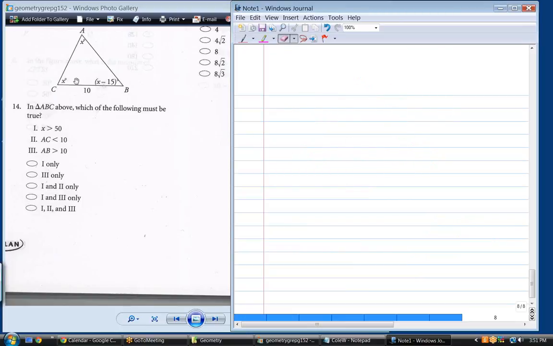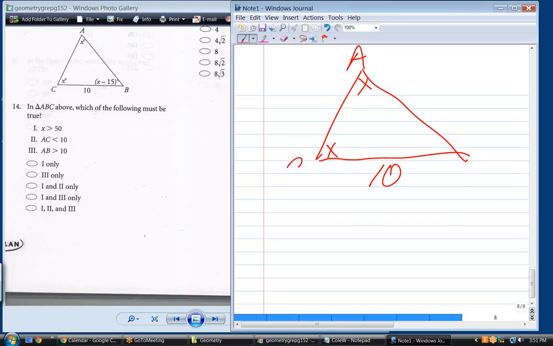All right, so if we look at this drawing here, let me duplicate the drawing. If this is x, and this is x, and this is 10, what other side has to also be 10? The opposite of C. Or AB. AB. Okay. And if this is x minus 15, a smaller angle than x, then AC has to be what? Has to be less than 10.